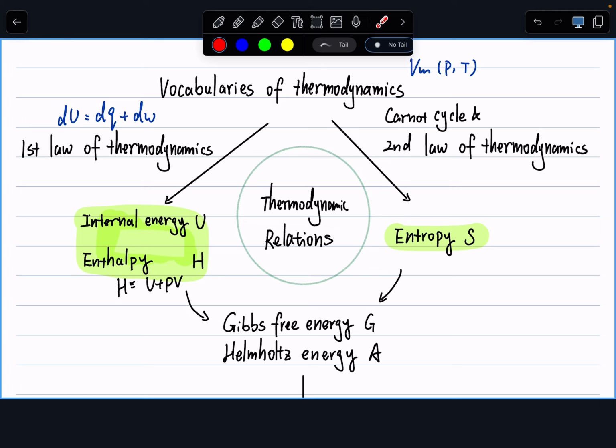And by doing all the derivation over the Carnot cycle, we find out there is a state function, which is dq reversible over T, and the cyclic integral of this dq reversible over T always vanishes, telling us the definition of our new state function, which is entropy.